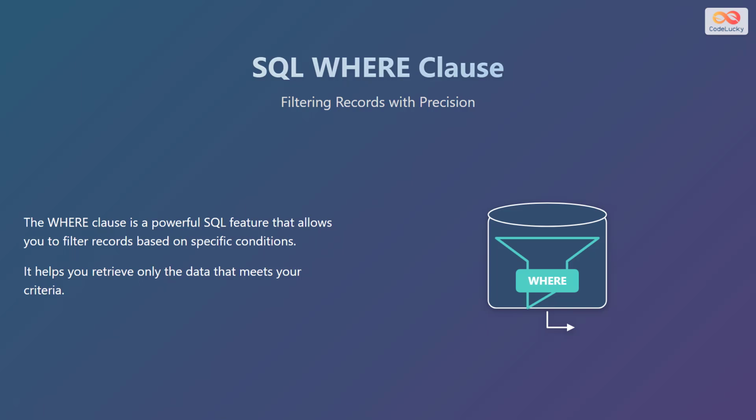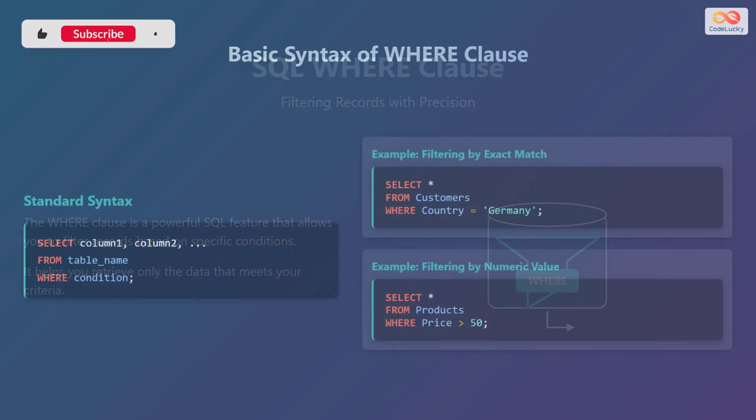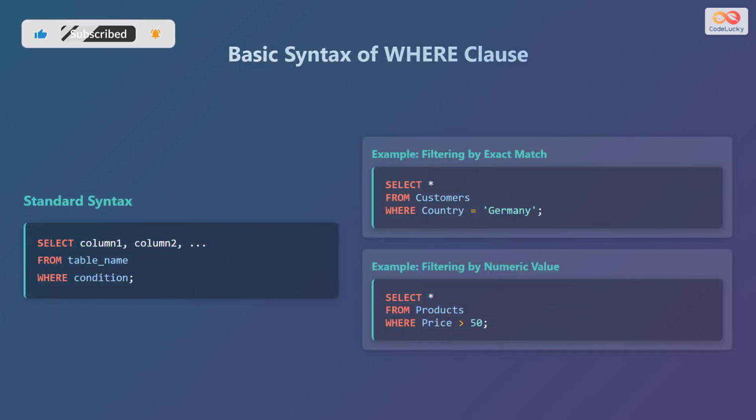The WHERE clause is a powerful SQL feature that allows you to filter records based on specific conditions. It helps you retrieve only the data that meets your criteria. Let us explore the basic syntax of the WHERE clause. The standard syntax is as follows.